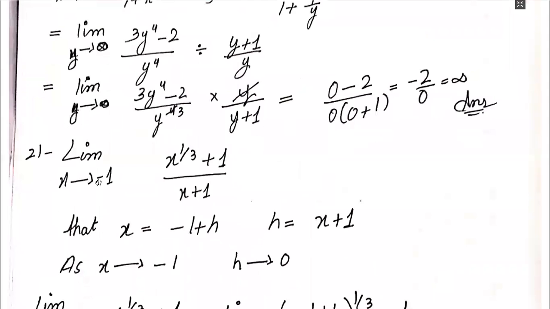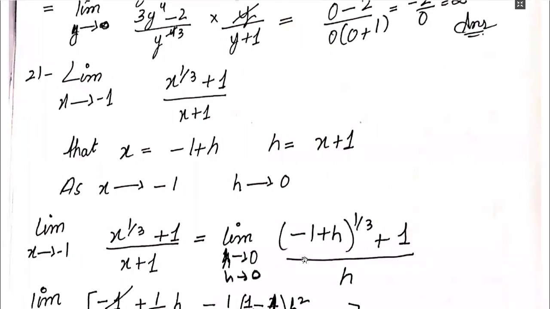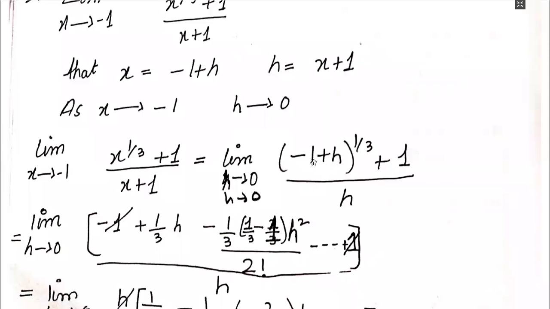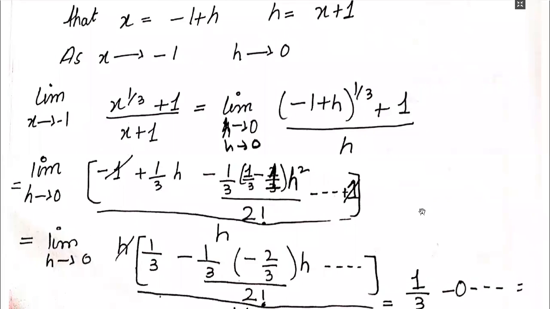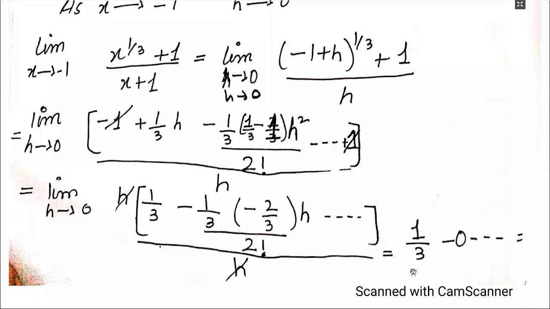Again here, limit x tends to minus 1, (x^(1/3) + 1)/(x + 1). Now in this problem, suppose x equals minus 1 plus h, then h equals x plus 1. The limit is x tends to minus 1, then h tends to minus 1 plus 1, so h tends to 0. Now the new limit is h tends to 0 and x replaced by minus 1 plus h. Then apply the binomial theorem here. Same binomial theorem, (a+b)^n, and some terms are cancelled. Finally, we get 1 upon 3. 1 upon 3 is finite. It means the limit exists.